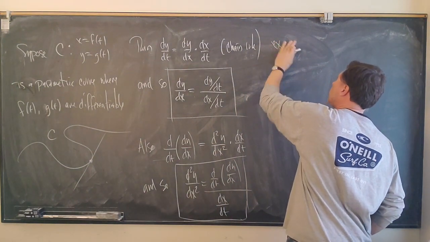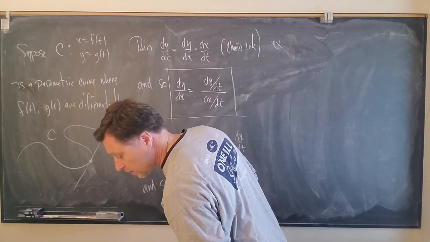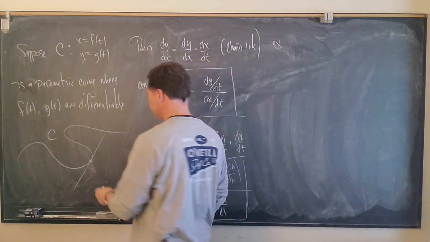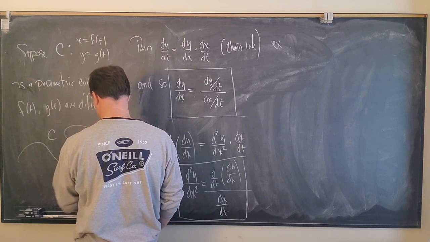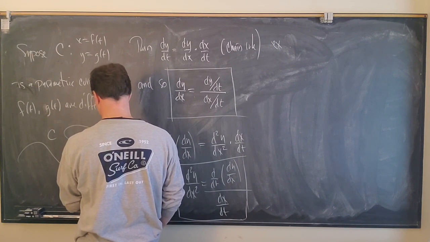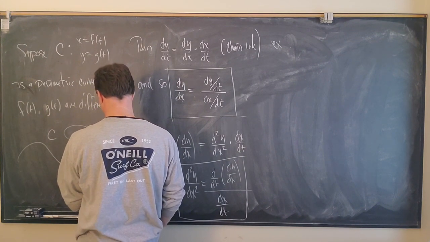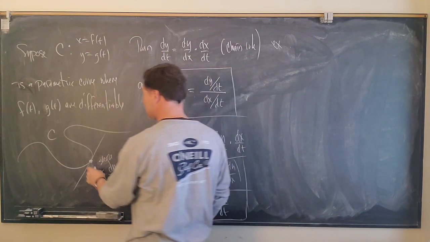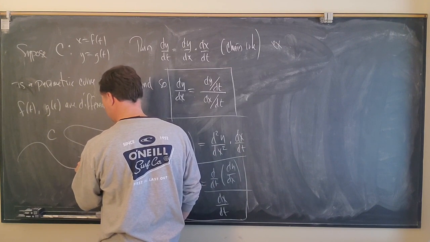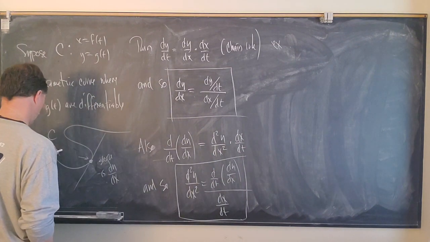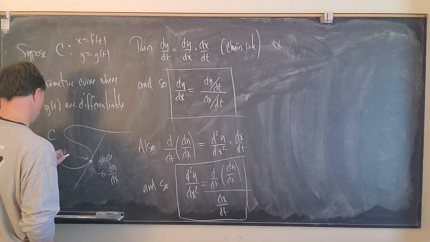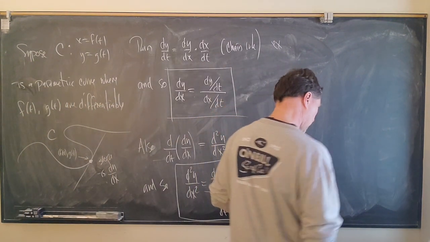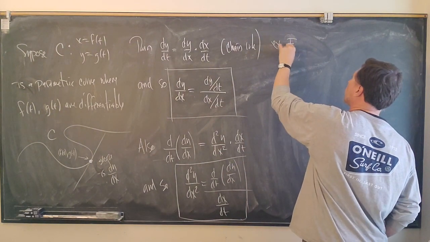So let's try an example now. Oh, and let me fill in my picture here. So this is the slope, and slope is dy/dx, and it's occurring at that point right there. So that point is going to be f of t, comma, g of t.